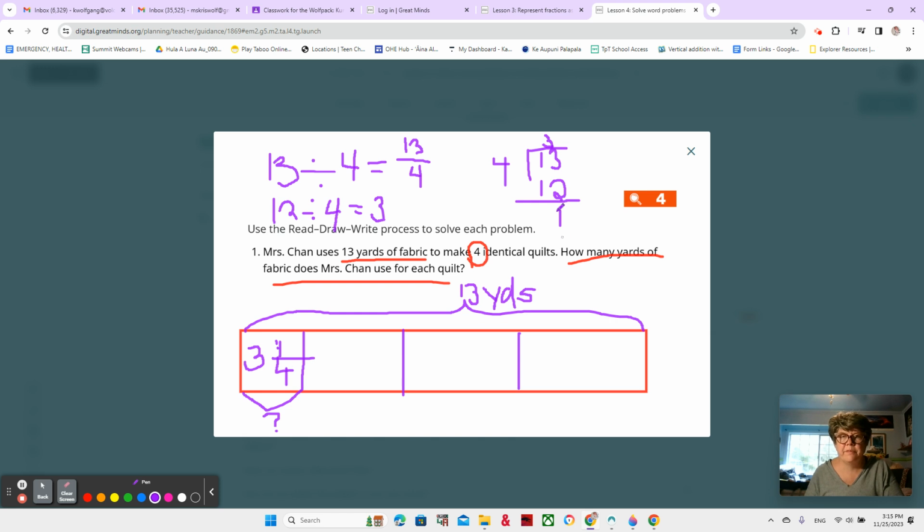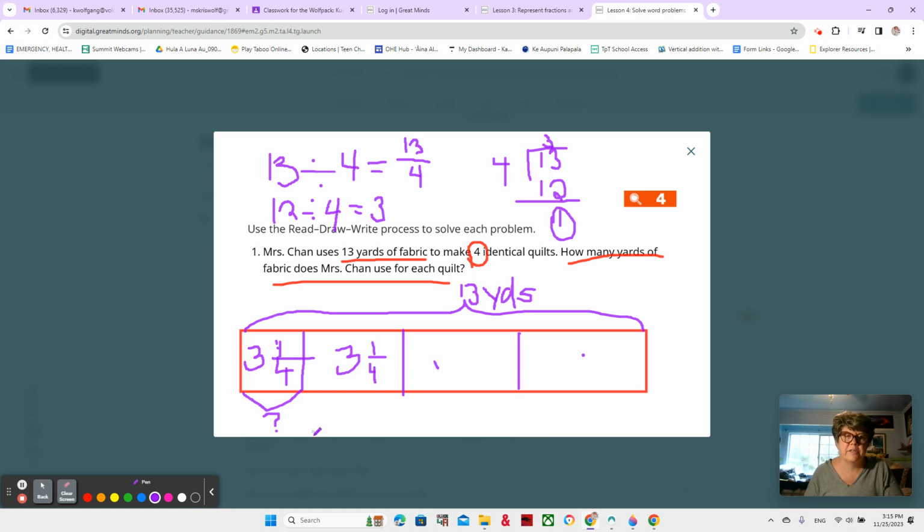Why are we dividing by 4? Because we're dividing by 4. That's what we're doing. So we're going to take our remainder. We have 1 yard of fabric left. We're going to take that and break it into 4 parts. So each one of these would be 3 1/4 yard of fabric, right?